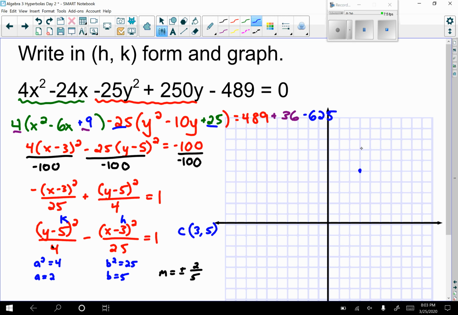From that, I'm counting up 2 over 5, and down 2 over 5. Up 2, 5 to the left, and then down 2, 5 to the left. So we'll go ahead and draw our rectangle, and our diagonals.